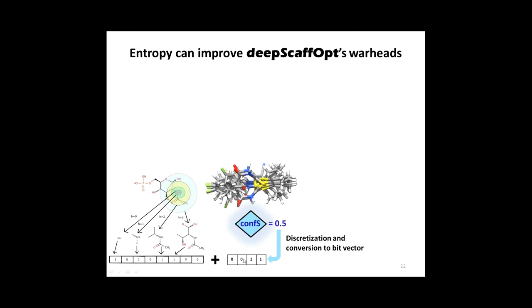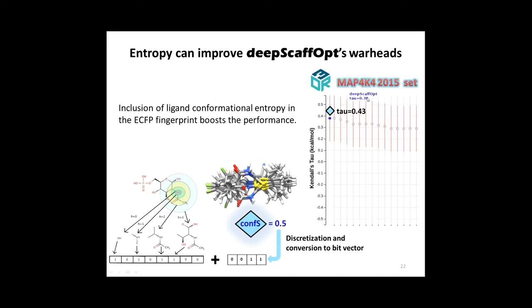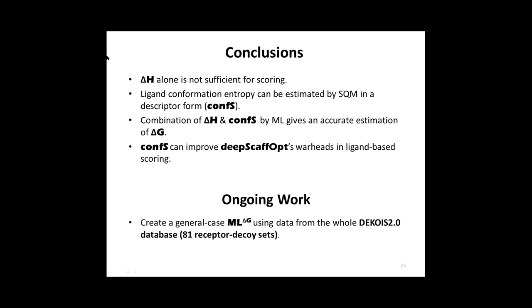The final application I want to show you before I close is how to combine this entropy descriptor with machine learning. In this example, I'll show you the circular fingerprint, which is expressed as a bit string. In order to incorporate the conformational entropy into that bit string, we first need to discretize it into an integer number, and then convert this number into a bit vector. Then we just append the bit vector to the bit string to have an enhanced vector.